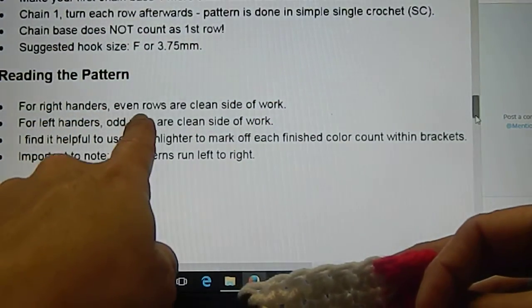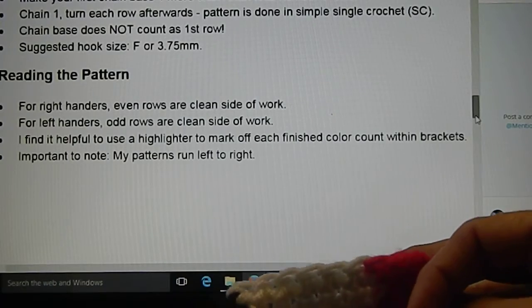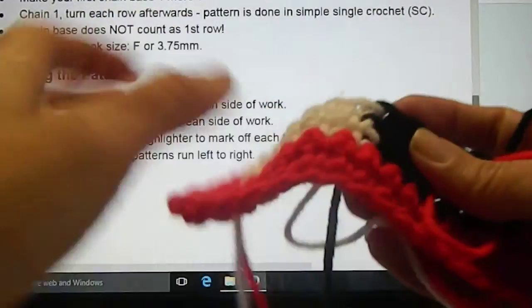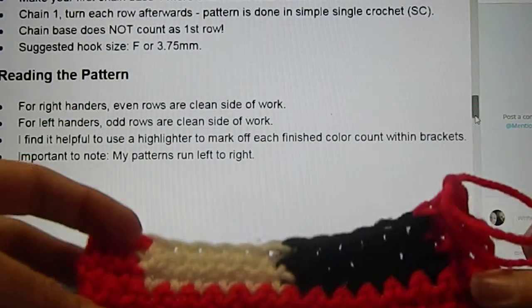So for right-handed people, the even rows are the clean side of the work. For left-handed people, the odd rows are the clean side of the work. That is so that your picture will unfold the way you want it to and not be a mirror image.